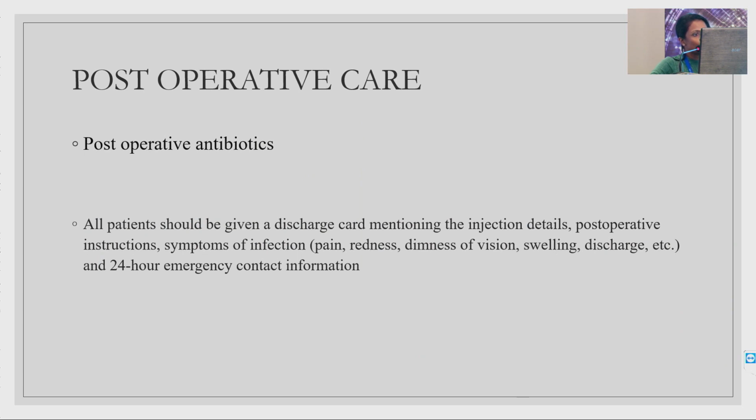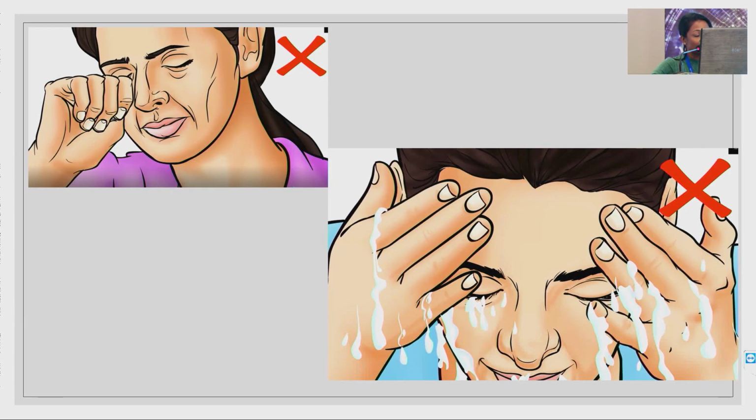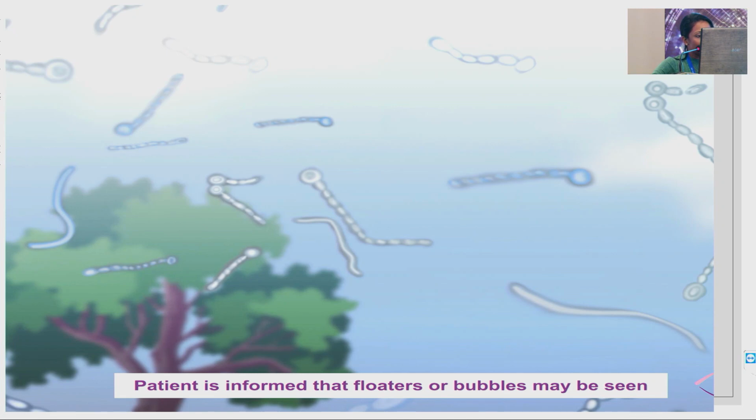the withdrawn area. So post-operative care, the post-operative antibiotics, it's an area of debate, but it is the injector's choice whether to give or not. All patients should be given a discharge card mentioning the injection details, post-operative instructions, symptoms of infection, and a 24-hour emergency contact information. The patient is instructed not to rub or wash his eyes or have a head bath for at least 24 hours and avoid swimming for at least 3 days.